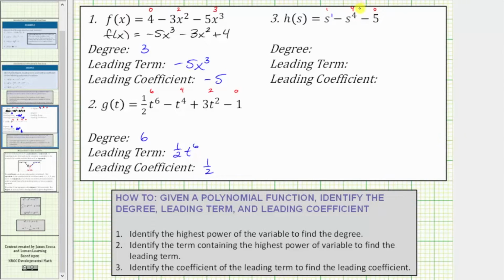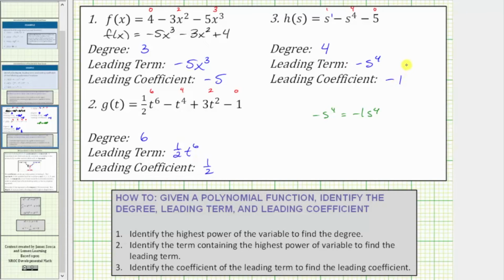Because the highest power on the variable is 4, this is a degree 4 polynomial function. Because the term containing the highest power of the variable is negative s to the 4th, negative s to the 4th is the leading term. Notice how we have a negative here because of the minus s to the 4th. Remember, minus s to the 4th is the same as plus negative s to the 4th. And because negative s to the 4th is equal to negative 1 times s to the 4th, the coefficient of the leading term is negative 1, which means the leading coefficient is negative 1.